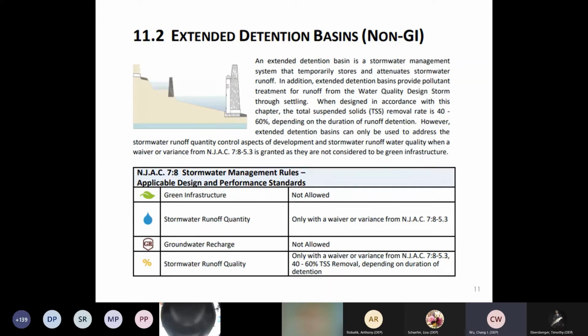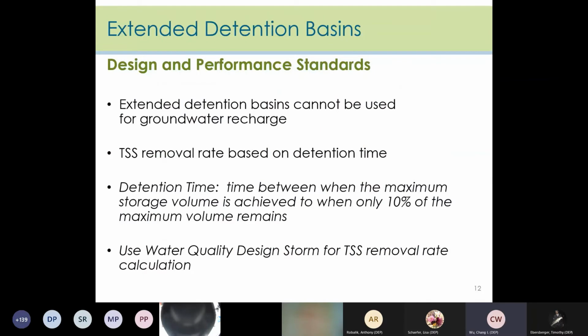So for a detention basin, we have a specific term, the detention time. The TSS removal rate is based on the detention time, and the definition of detention time is the time between when the maximum storage volume is achieved to when only 10% of the maximum volume remains, and use the water quality design storm for the calculation of the detention time.